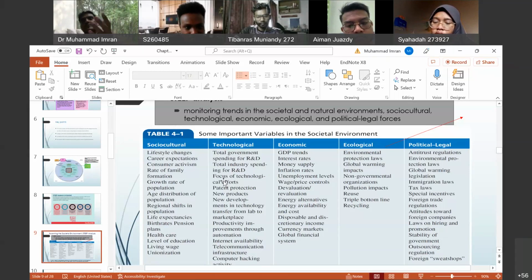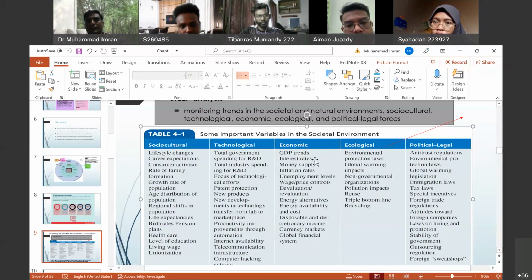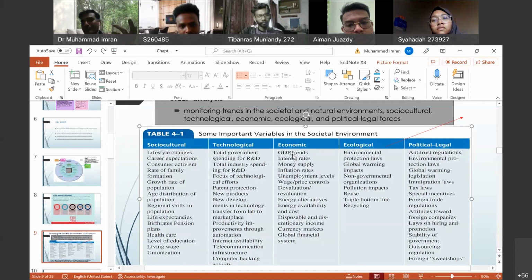Yes, so we see these are the factors making a country developed, underdeveloped or developing, right? These are the factors. Got it? So before the introduction of any products, we have to consider these factors. Got it? We have to consider these factors.